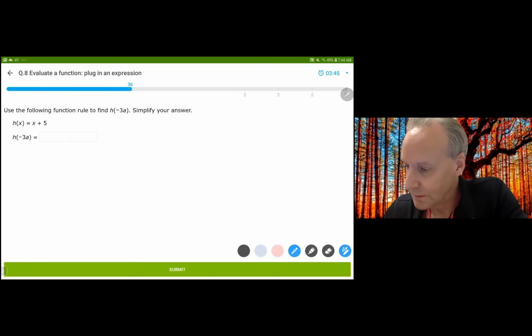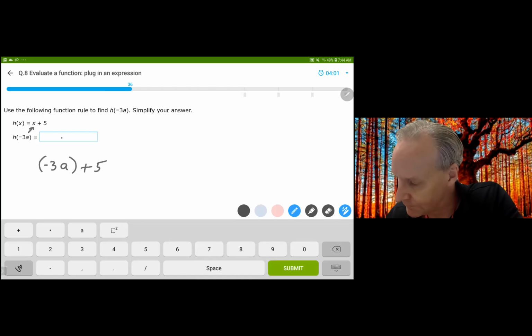In this case, we're going to substitute the negative 3a instead of the x. So we've got negative 3a plus 5. That's it. The parentheses are not needed.